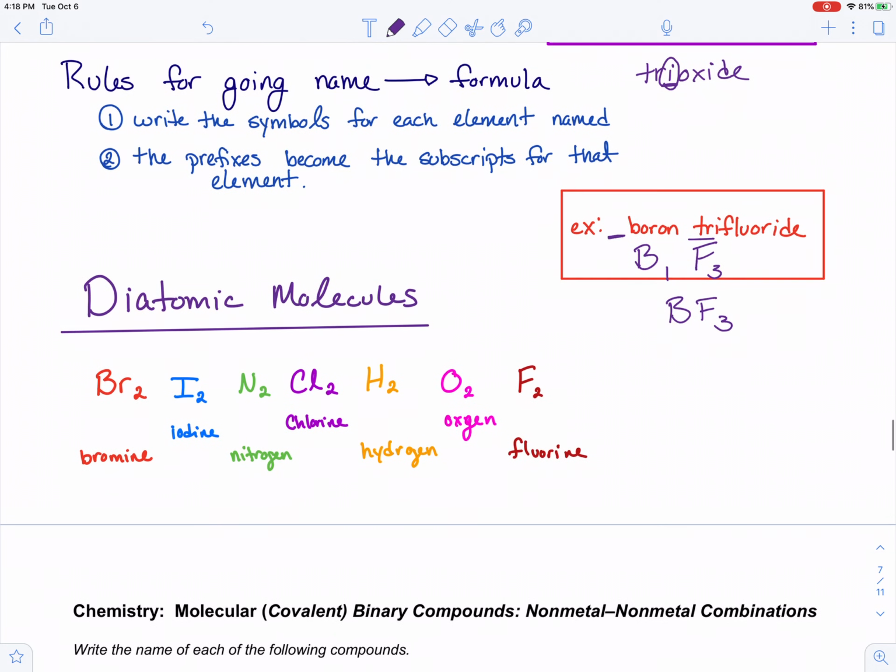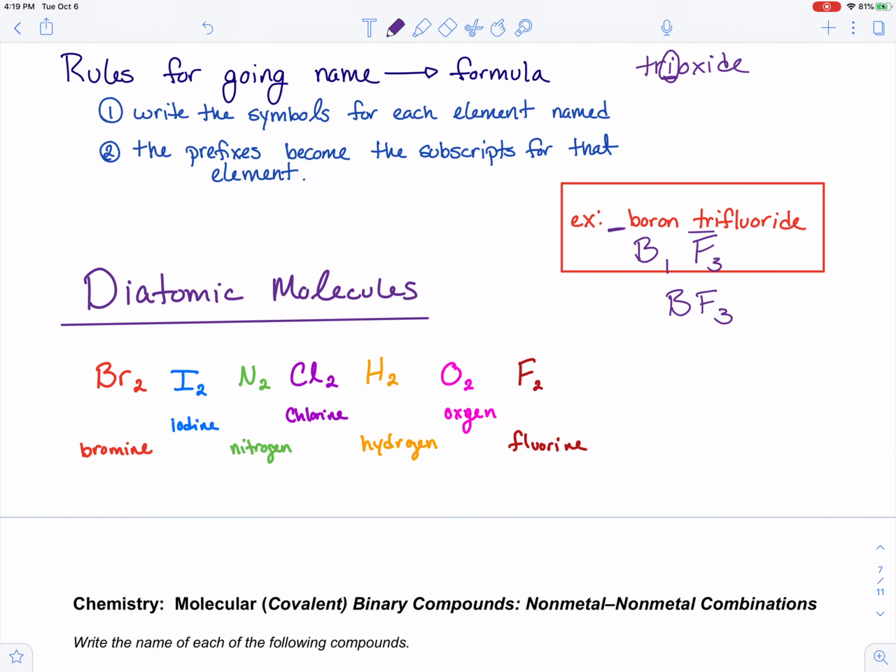There are a couple of diatomic molecules that happen in covalent compounds, and these are certain elements that when they are not bonded to something else, they form diatomic molecules, meaning molecules of 2. So if bromine isn't bonded to something else, or iodine, or nitrogen, or chlorine, hydrogen, oxygen, or fluorine, then they're going to form a diatomic molecule. So when I say you're breathing in oxygen, that's because you're breathing in O2, because just O doesn't exist in the natural world by itself. It will quickly bond to something else.